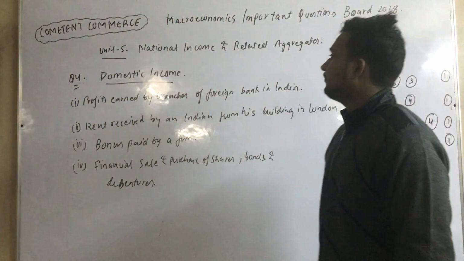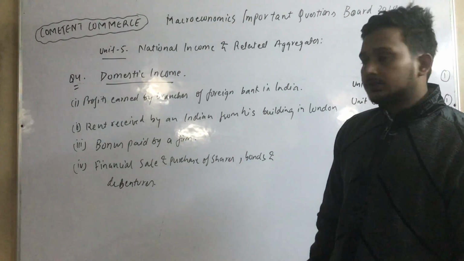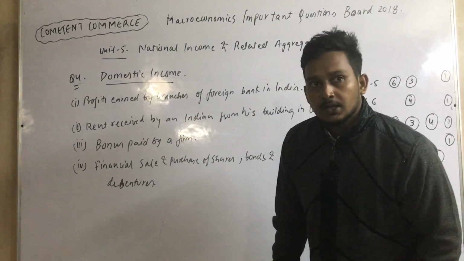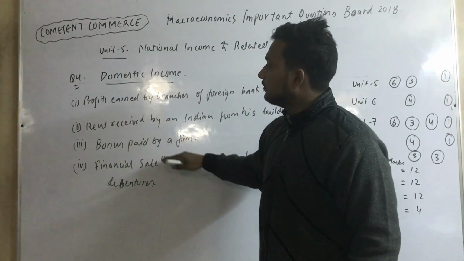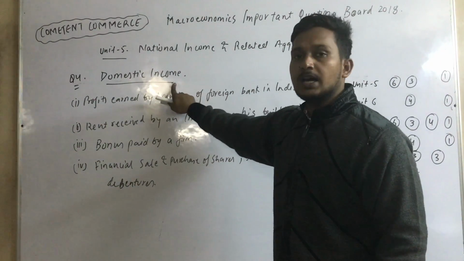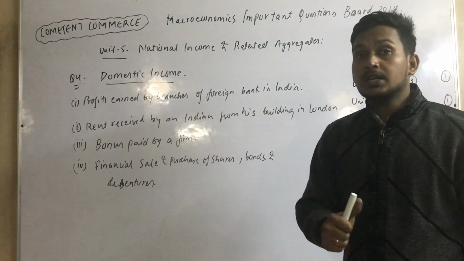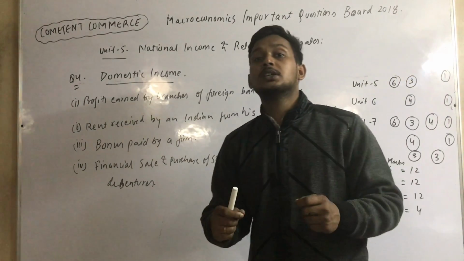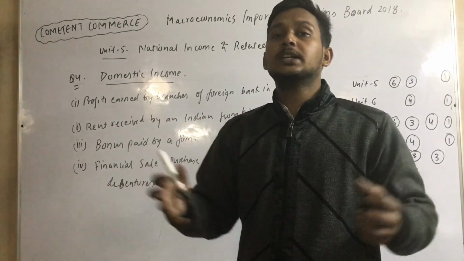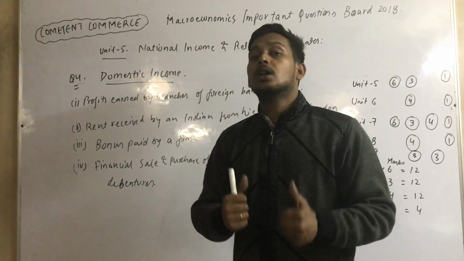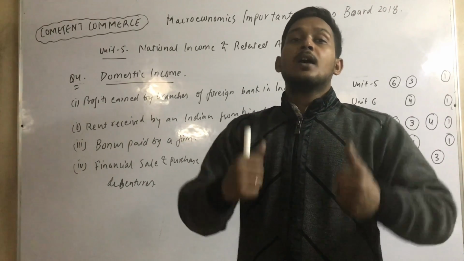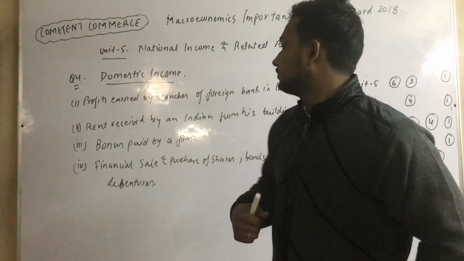Now come to question number 4. Question number 4 is similar to question number 3. Now the difference is, we have to decide whether these items will be included in domestic income or not. Domestic income, what is domestic income? Domestic income is the one which is earned within the domestic territory of the country, right? We will never include all that income which we are earning from other countries, right?